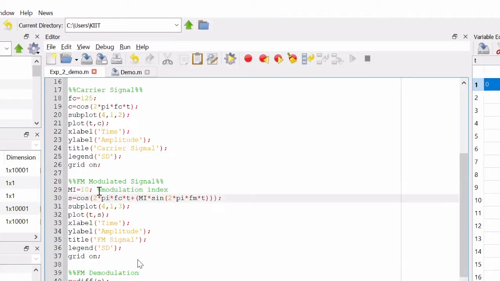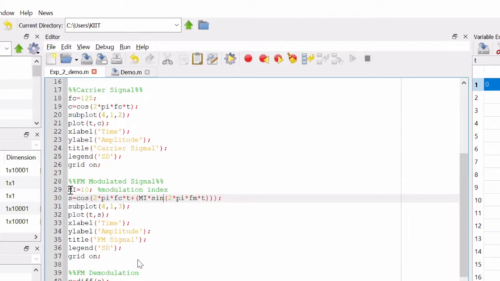And here again, see the use of the percentage mark. I'm using the percentage mark just beside the statement to make a note that this mi is the modulation index. This is actually helpful, so make sure that you get into the habit of this kind of thing. Even after 1 year, if you open this program, it will be very clear to you what mi is and what you have done. So make a habit of these things.